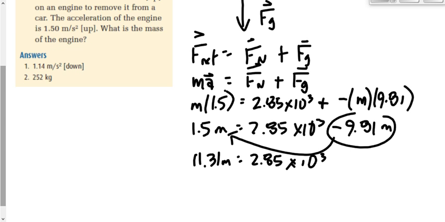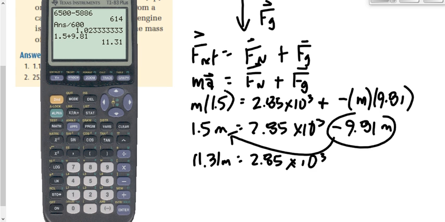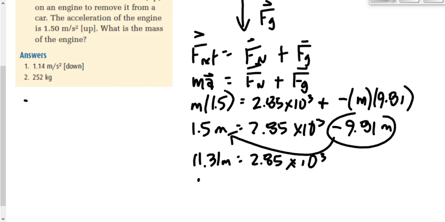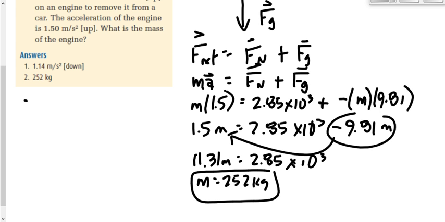Now I'm going to take 2.85 times 10 to the 3 and divide it by 11.31. And what do we get? 251.9, or this rounds to 3 digits, or 252 kilograms. Do you see that? How many people ended up getting that themselves? Okay, a few people. Okay, a handful of people did.